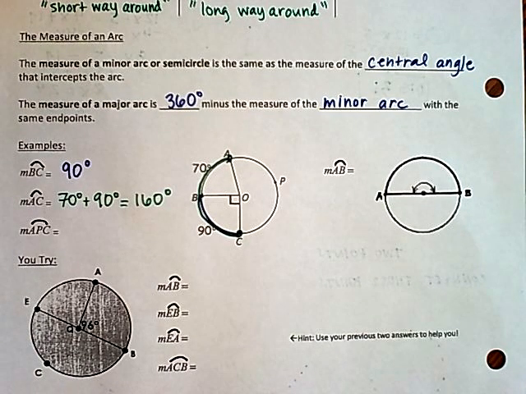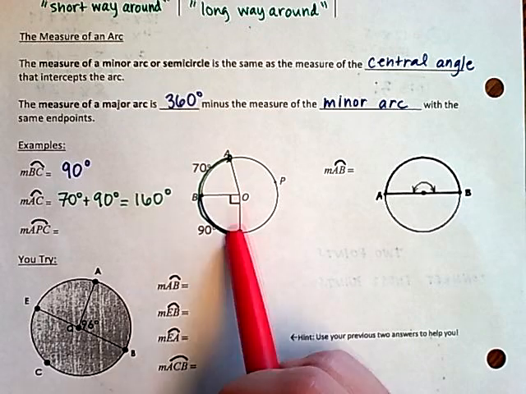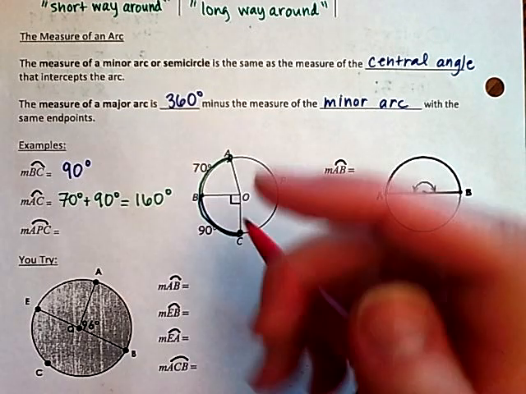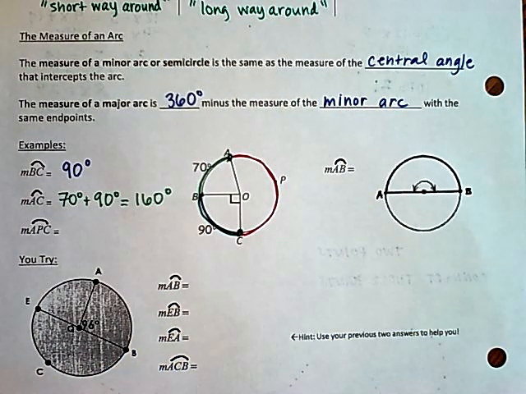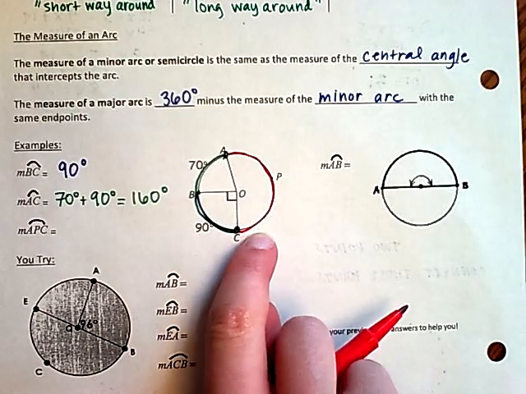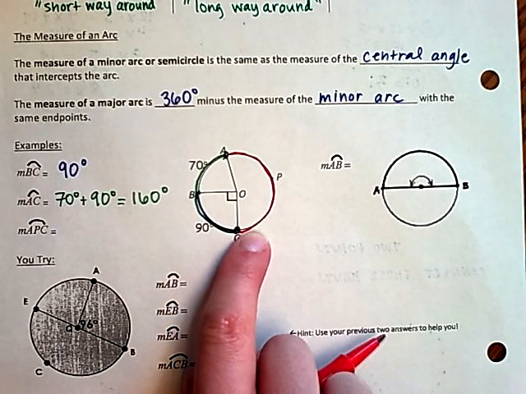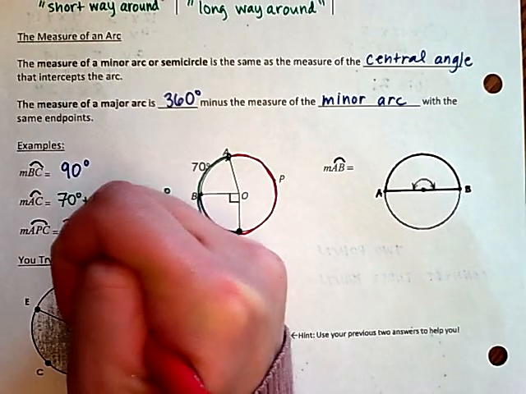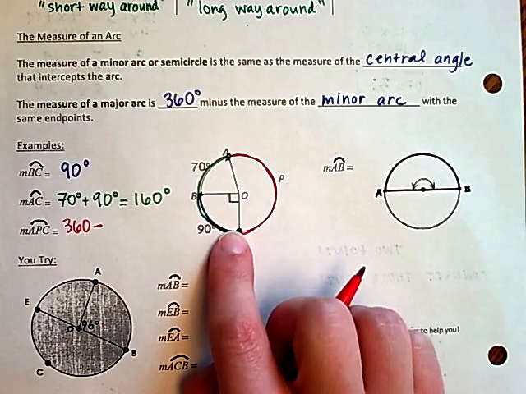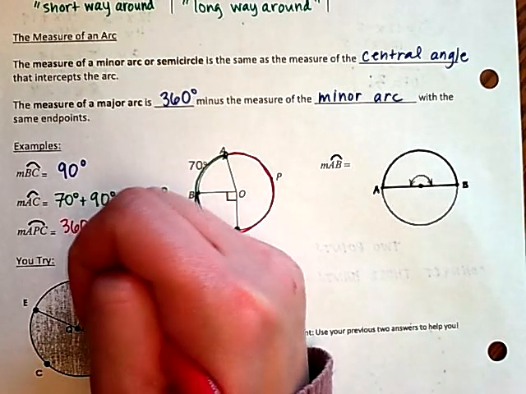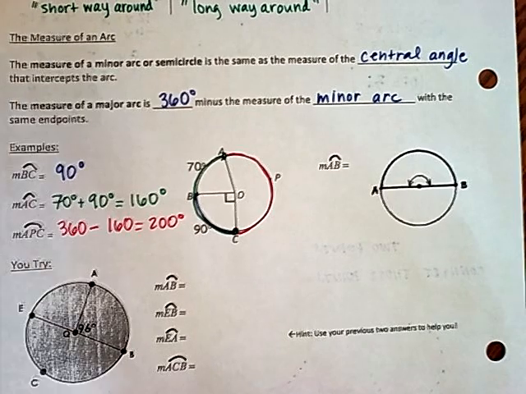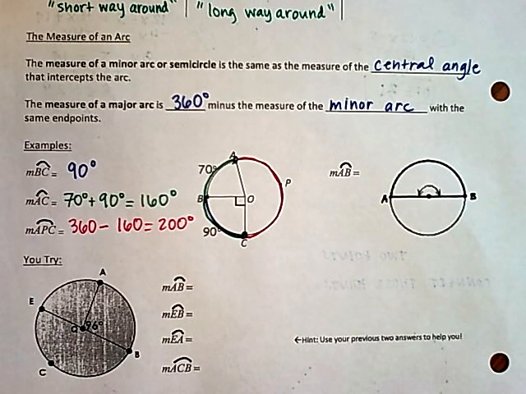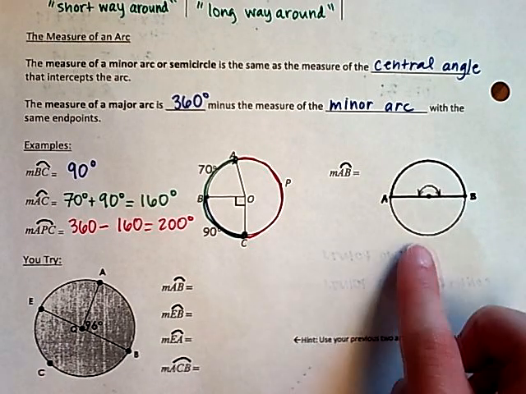And then to do APC, now this is the major arc, because it's saying go from A to C by way of point P. That's the long way around. And in order to do that, I have to say, well, that measure should be 360 minus whatever the green one was, right? So 360 minus 160, so it should be 200.